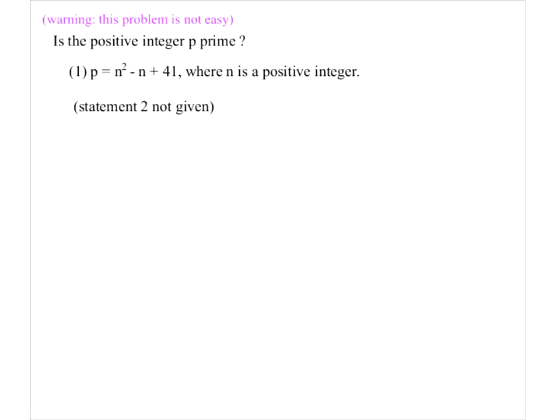Okay. This would be a very high level problem if it were to show up on the test. So if you get a little bit lost, this is like the extra credit part. If you get a little bit lost here, this is fine. Remember, you are trying to prove that the statements are insufficient.